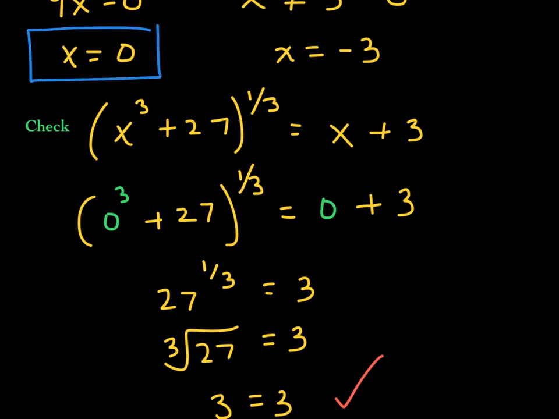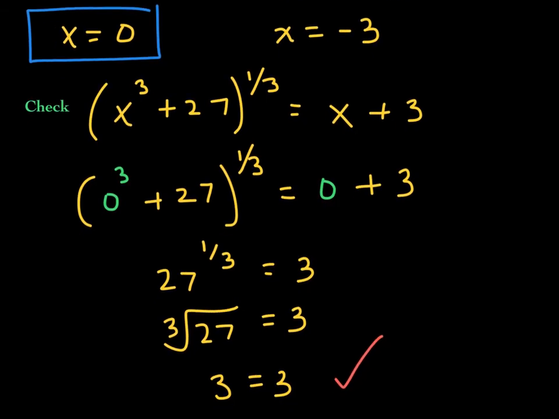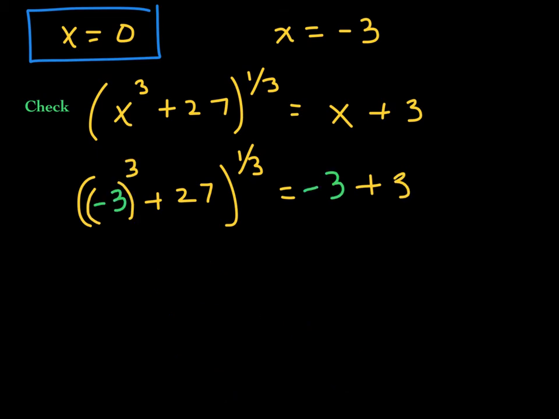The only other value I need to check to make sure that it works is x is equal to -3. Why don't you pause this video and plug in -3 into the original equation and verify that it works. All right, here we go. So -3 cubed is -27.